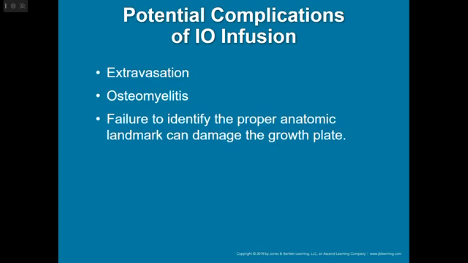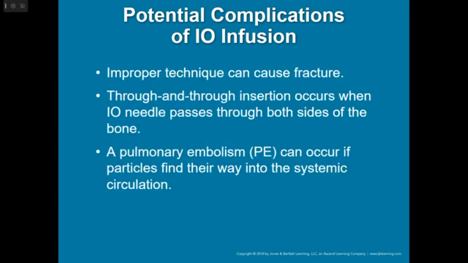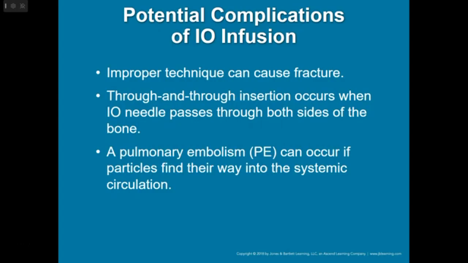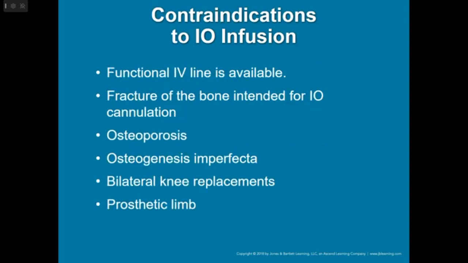Same as with an IV, you don't ever want to start it through an active wound. If they've got a rash or something on that site, choose a different site. Improper technique can cause a fracture of that bone, of course. Try to be careful. Through insertion occurs when the IO needle passes all the way through. That's where you're going to get that extravasation, where you've pushed it all the way through and then you push fluids in. A PE can occur if particles find their way into the systemic circulation. It's possible.